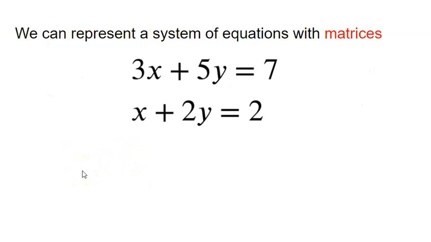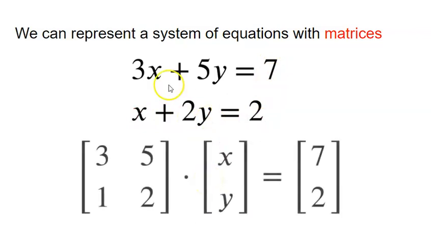You can represent a system of linear equations with matrices. So notice the coefficients 3, 5, 1, 2, and the constants 7, 2. Notice if I were to multiply this 3 by this x, I get 3x, 5 times y, 5y, and the output is 7, which would be in the first row, first column. And then the same for the second row, 1 times x, 2 times y, and the output is 2. So this matrix product is equal to the 7, 2, and will represent this system.